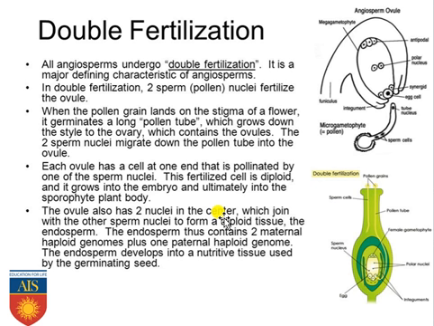So let's see the procedure of double fertilization in this slide. You can see here all angiosperms undergo double fertilization. It is a major defining characteristic of the angiosperm, we all know. In the double fertilization process, two sperms, or two male gamete nuclei, fertilize the ovule. This we all know. When the pollen grain lands on the stigma of a flower, it starts germinating and forming a pollen tube which grows down the style to the ovary, which contains the ovule. That means the pollen tube will start moving towards the ovule, and the ovule is also giving a chemical signal to the pollen tube so that it can come to its proper destination smoothly without any problem in the way.